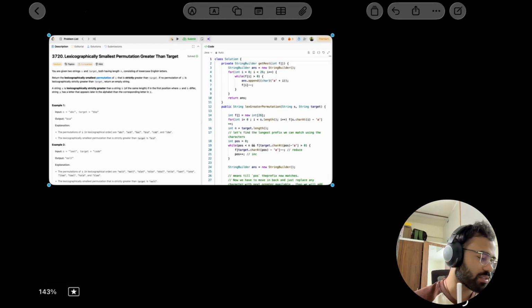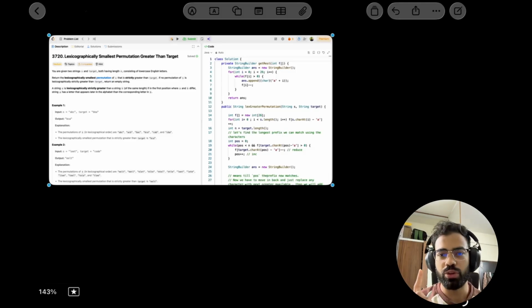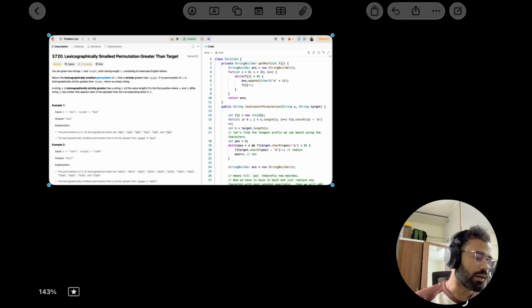So what the question says, we are given two strings s and target, both having length n. Return the lexicographically smallest permutation of s that is strictly greater than target. So we have to find permutations of s and return one permutation that is strictly greater than target, and it should be lexicographically smallest. Out of all which are greater, the one that is smallest. Permutation is just a rearrangement, any arrangement. So this is the question.